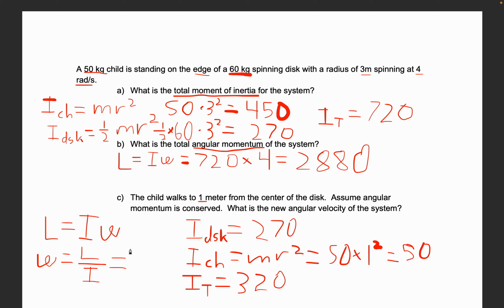Now we can use this formula here to find the new angular velocity. We take the angular momentum from the previous problem, or from part B, which of course is conserved, and then we divide by our new moment of inertia, which is 320, and that will get us our new angular speed. 2,880 divided by 320 gets us 9 radians per second.